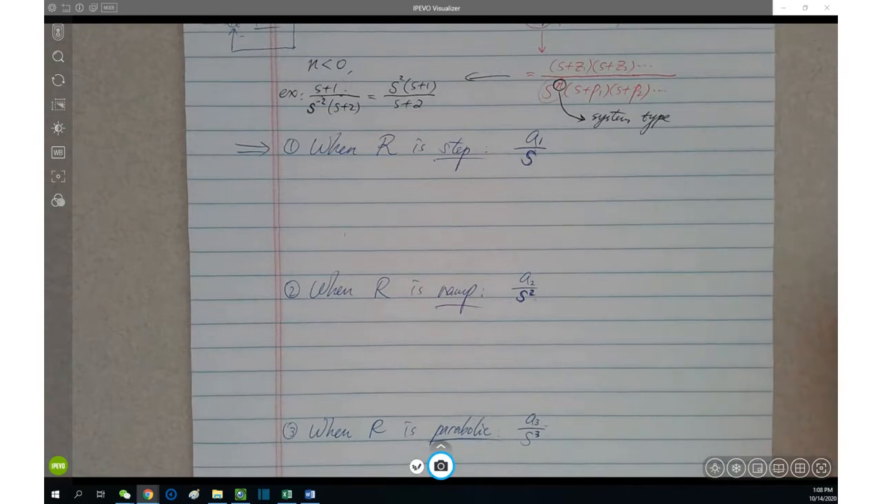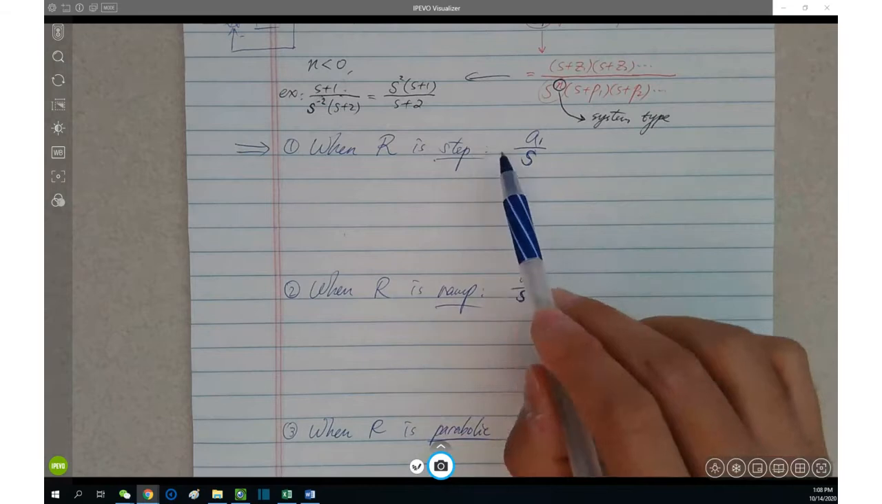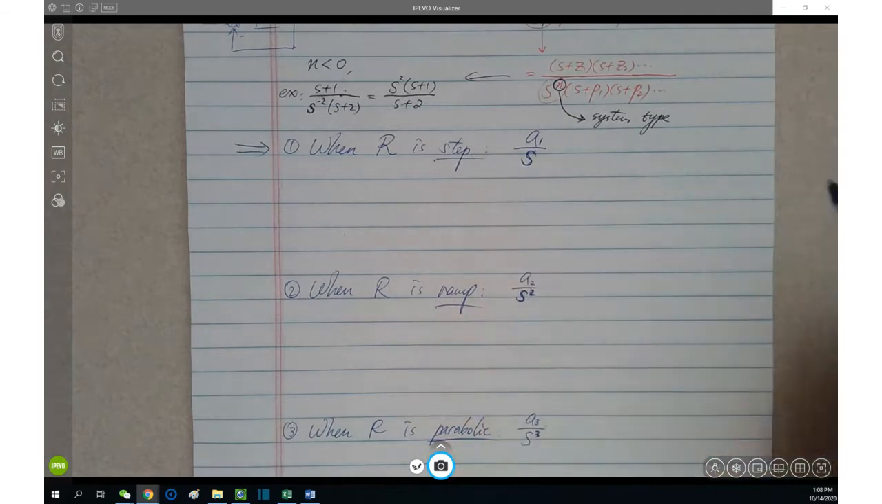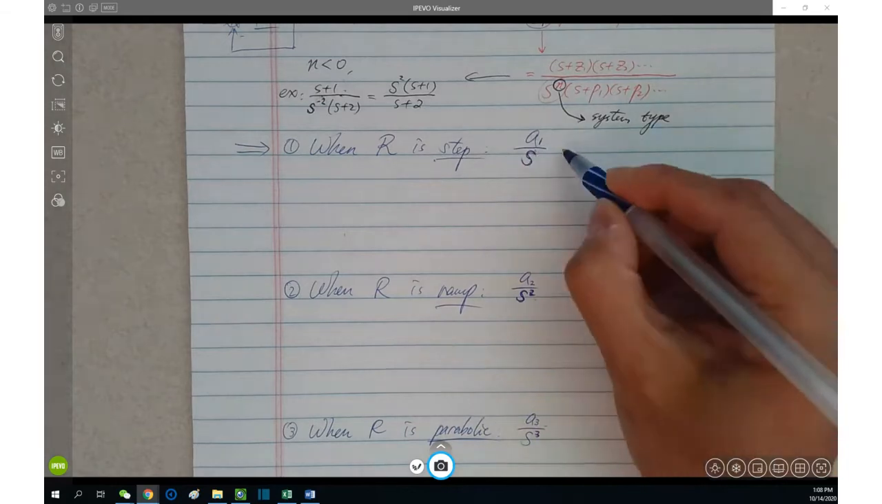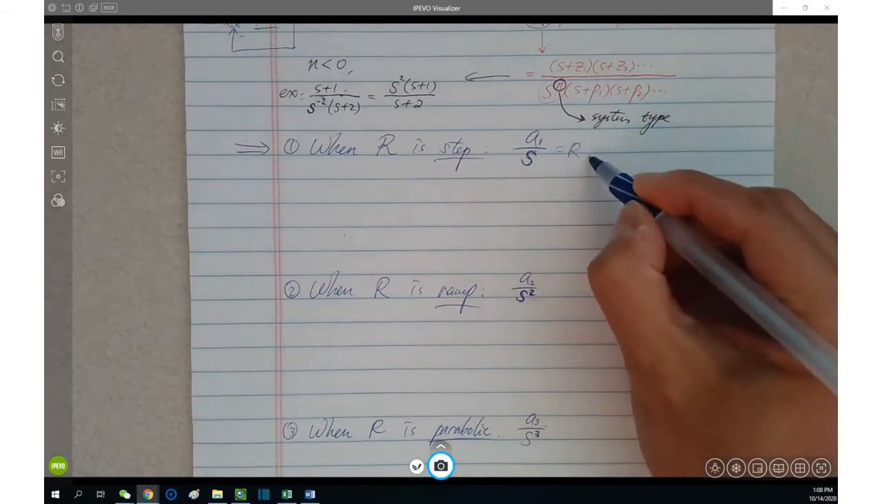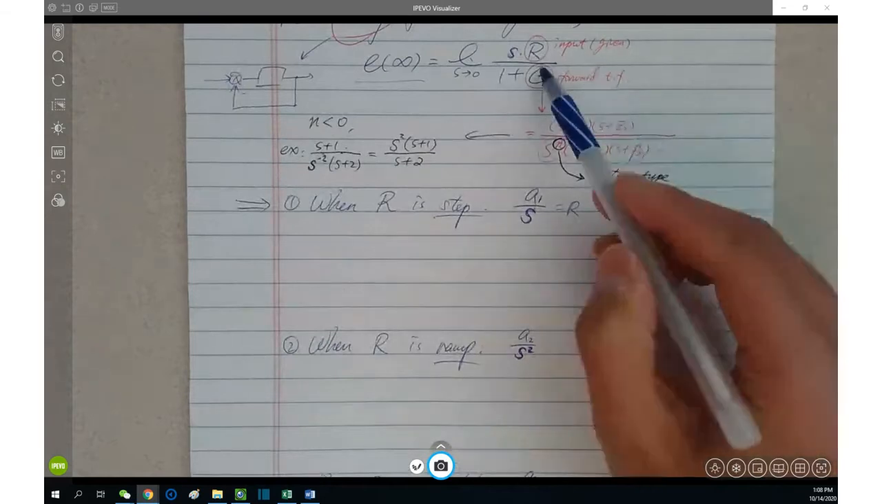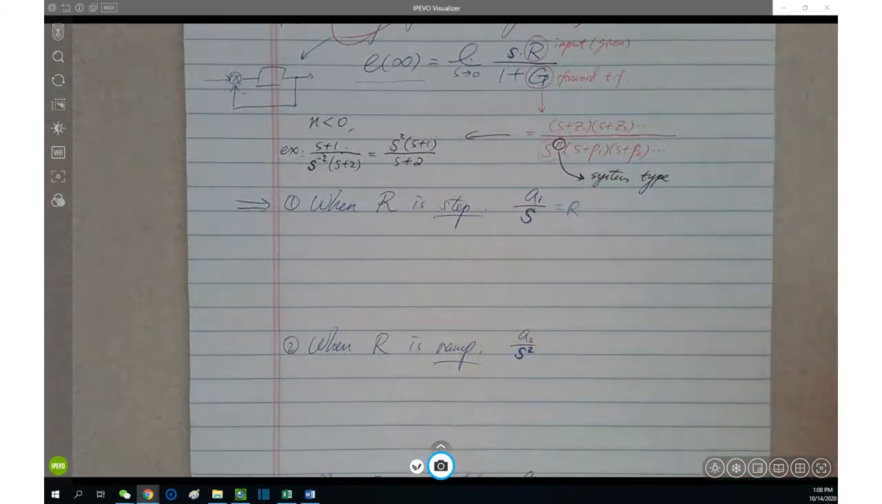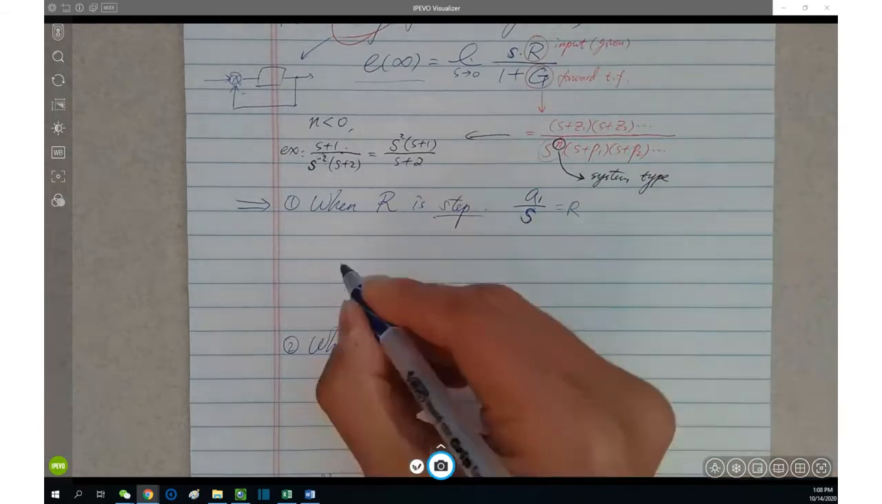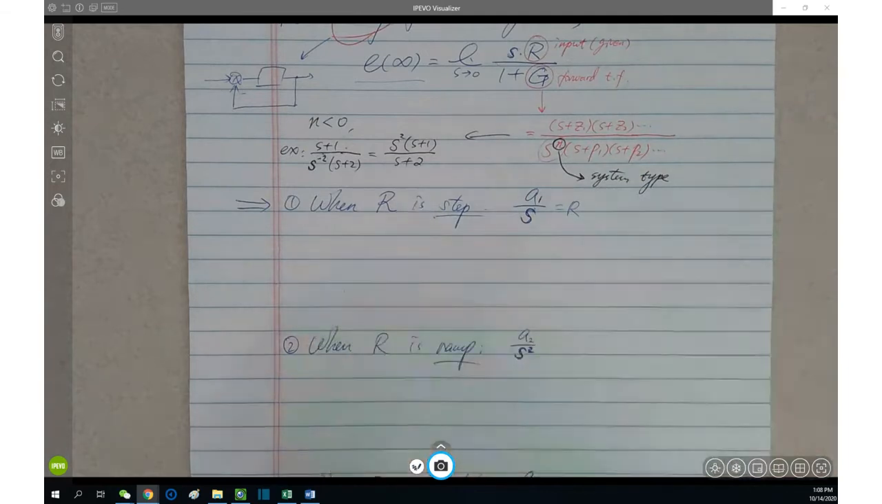So first of all, for the step input, if you substitute this input, which is R, obviously this is nothing but R, back to here, and then find a limit, you get the steady state error. No problem at all. However, the summary here is trying to give you a conclusion that makes your calculation much easier.